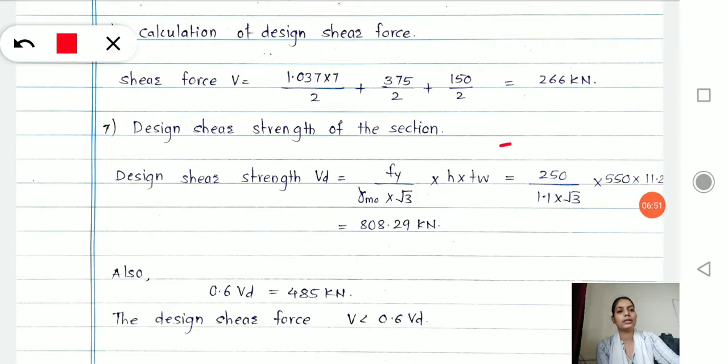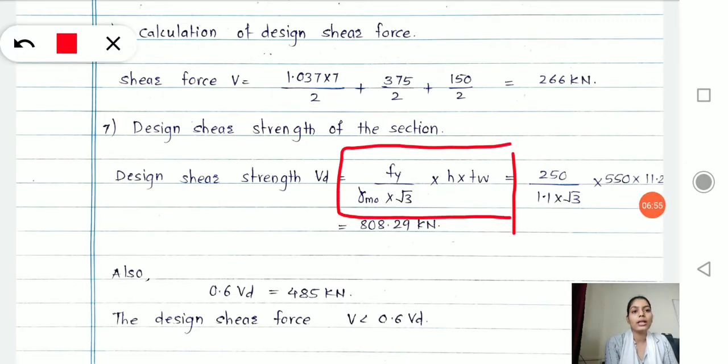So here is the formula. This formula is mentioned in your IS code also. Put all the values in it. See, what is Fy? Fy is 250, right? Yield stress. Gamma m naught is 1.1, under root 3, into h. Now h is what? The overall height of your section.